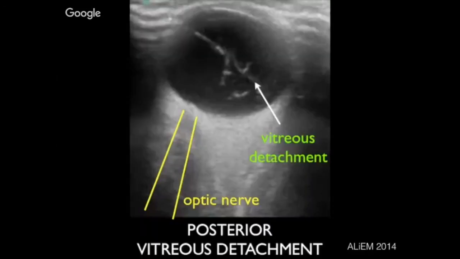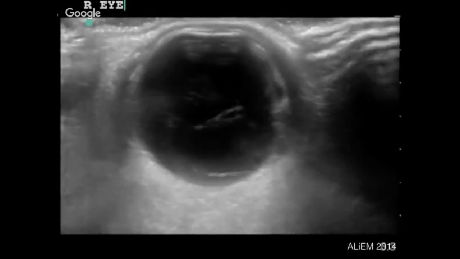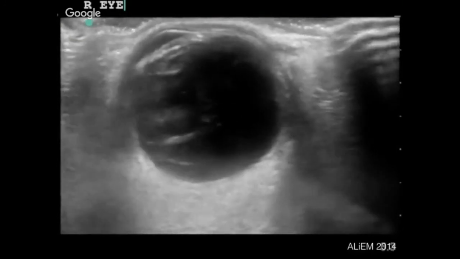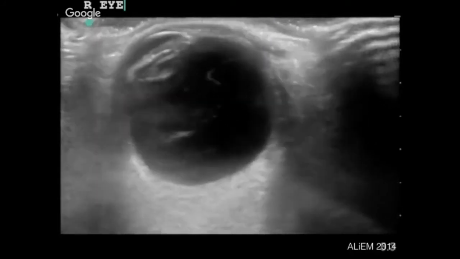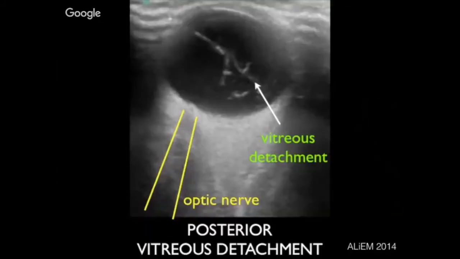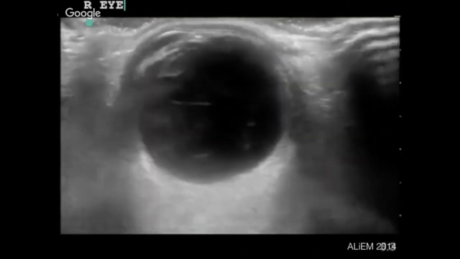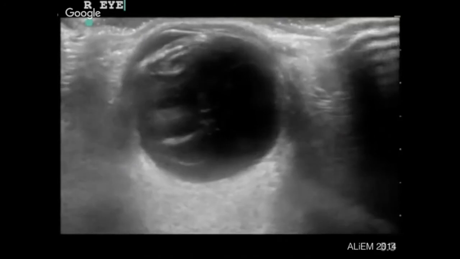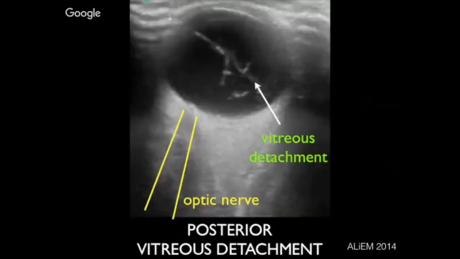In terms of posterior vitreous detachment versus retinal detachment, some of the things that can help you figure out which one's which: the PVD is going to occur in front of the optic disc. It does not remain anchored to the optic disc. It's loosely adherent and free floating within the eye, especially when you have kinetic echography. You might call this a swaying seaweed appearance.